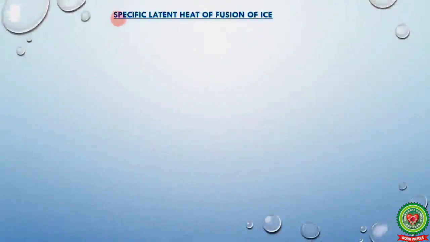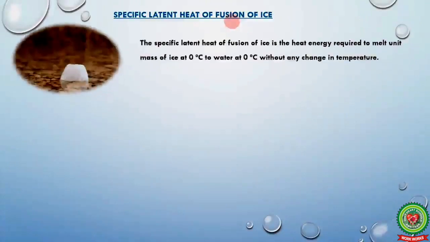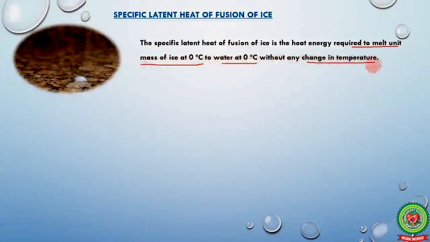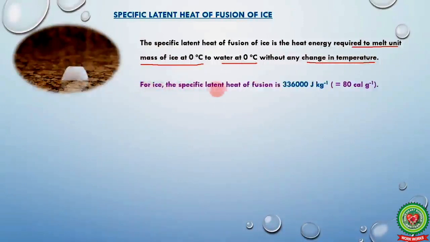Now the next topic is specific latent heat of fusion of ice. Fusion means melting. Let's see. The specific latent heat of fusion of ice is the heat energy required to melt unit mass of ice at 0 degrees Celsius to water at 0 degrees Celsius without any change in temperature. So it is the amount of heat which is absorbed by the ice to become water at constant temperature, which is 0 degree Celsius.